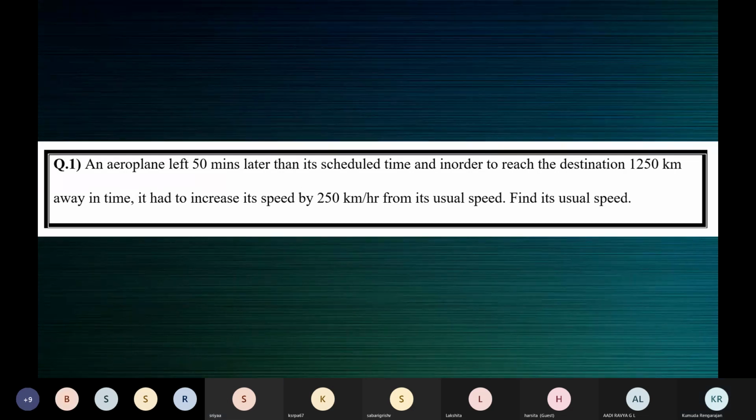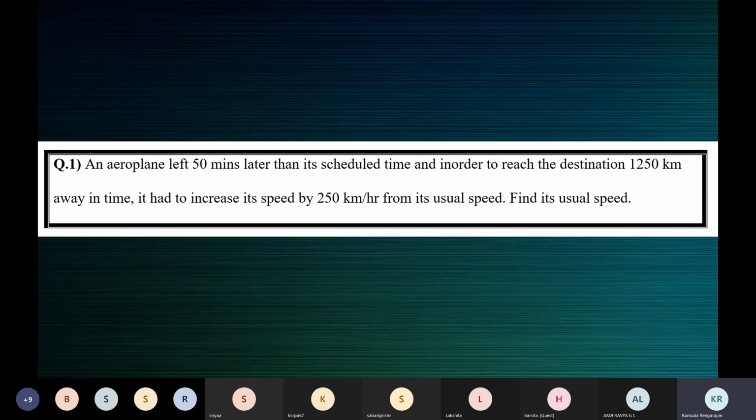1250 kilometers. So in both the cases, the distance is the same. It's just that the speed is different. But in both the cases, the distance covered is 1250 kilometers. 1250 kilometers is covered at a speed of x kilometers per hour, and the same 1250 kilometers is covered at the speed of x plus 250 kilometers per hour. Two different speeds, but the same distance.